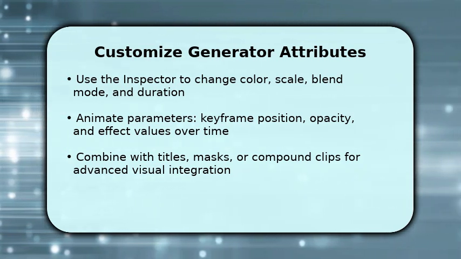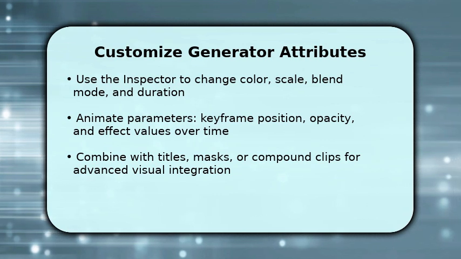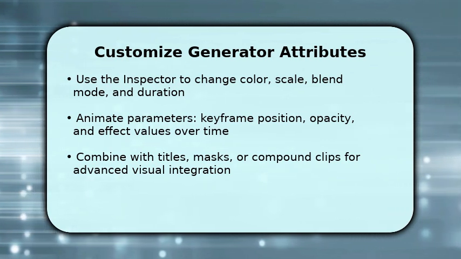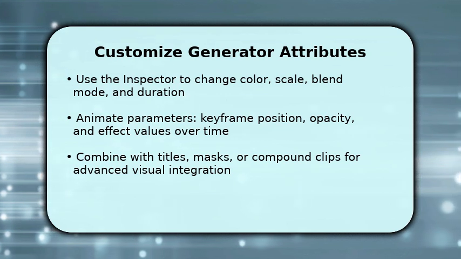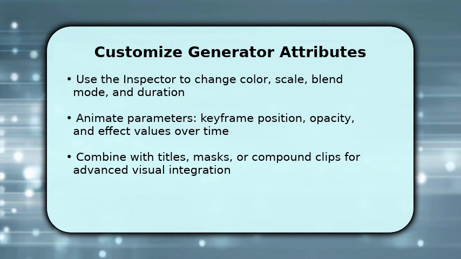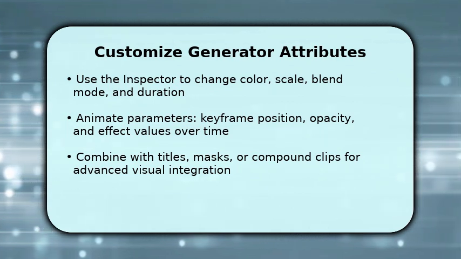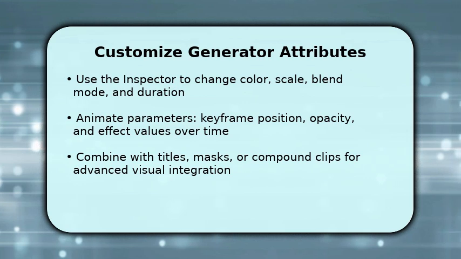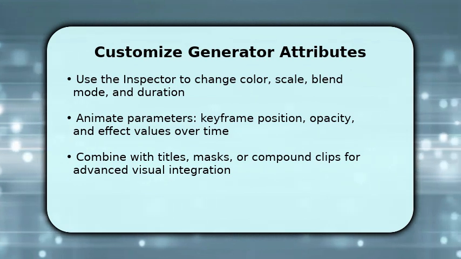To add motion, keyframe position, opacity, or effect parameters. This creates smooth transitions and keeps viewers engaged. You can compound the generator with a title or mask to reveal footage, or nest it in a compound clip for complex timing. Make sure to preview in real time and adjust easing for natural motion.